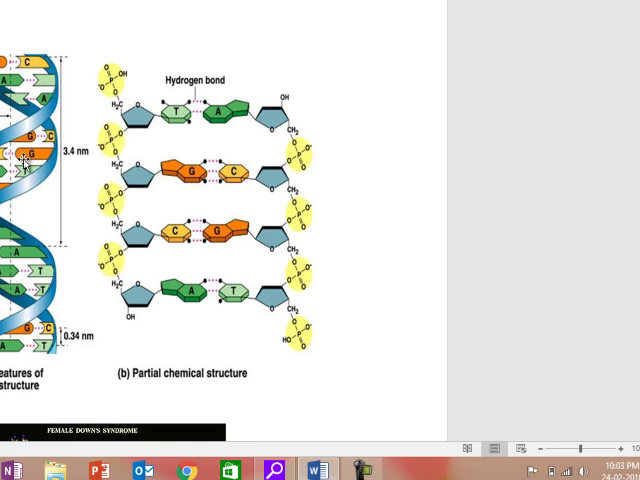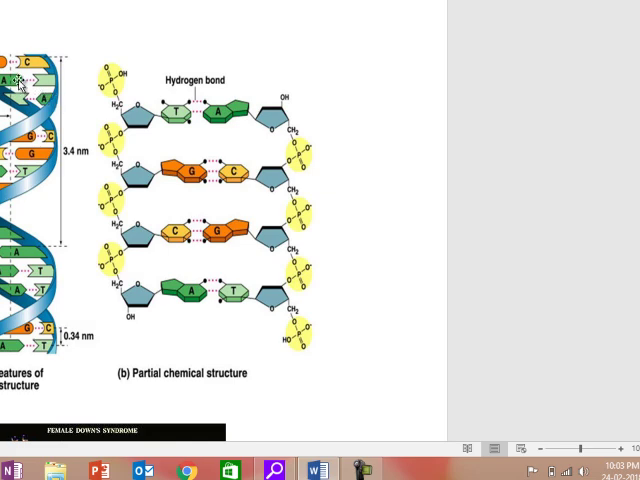Here the sugar present in DNA is deoxyribose sugar. That's why it is named deoxyribonucleic acid. Okay. So there are four nitrogen bases in DNA. They are adenine, guanine, thymine, and cytosine.